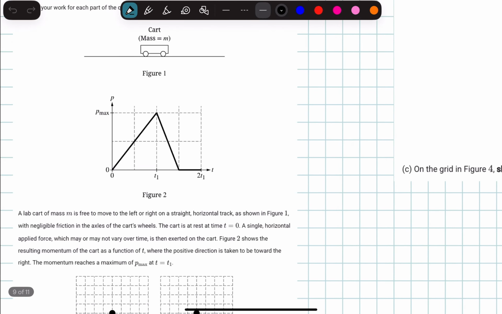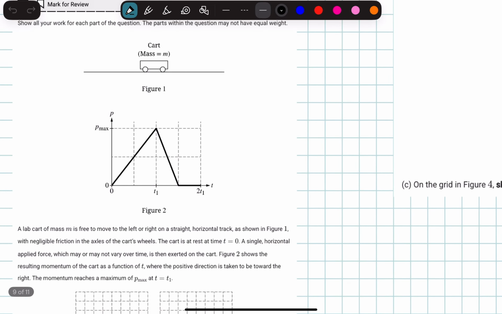A lab cart of mass m is free to move to the left or right on a straight horizontal track as shown in figure 1, with negligible friction in the axles of the cart wheels. The cart is at rest at time t equals 0. A single horizontal applied force, which may or may not vary over time, is then exerted on the cart. Figure 2 shows the resulting momentum of the cart as a function of t, where the positive direction is taken to be toward the right. The momentum reaches a maximum of p max at t equals t1.